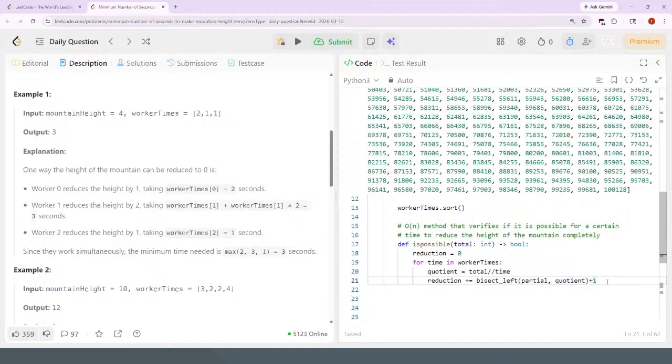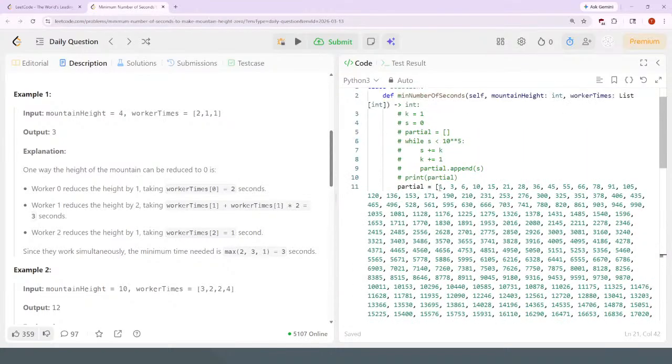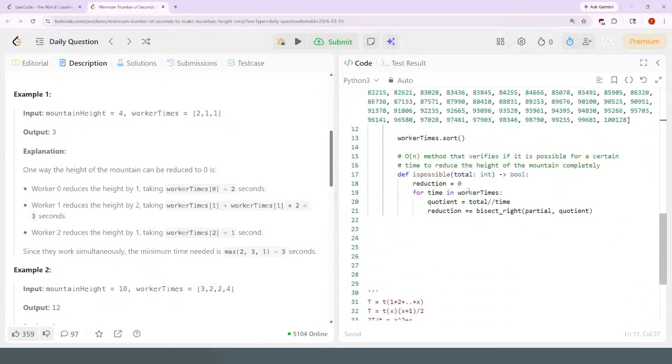3. Bisect left would give me index 1, but then if I had 2, 2 would also be 3. I think that should be my bisect right. Bisect right is the post insertion. So 1 would be giving index 1, 3 would be giving index 2. Yeah.